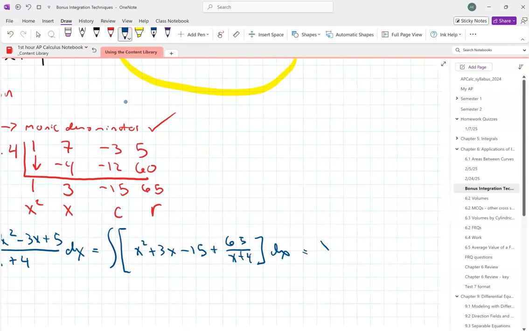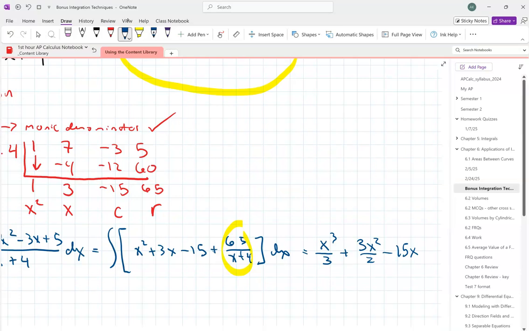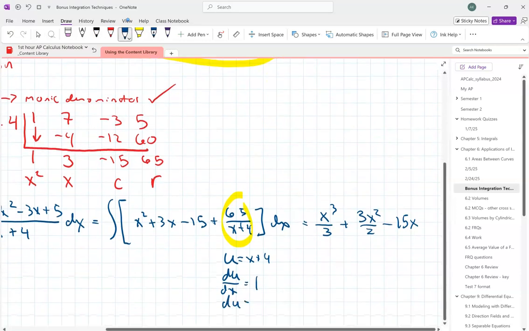The integral of x squared, x cubed over 3. The integral of 3x, 3x squared over 2. The integral of negative 15, negative 15x. How am I going to do the integral of 65 over x plus 4? I'm not going to break that apart. That's a u sub. So the u is going to be the x plus 4. And then du dx is just 1. So du is just dx.